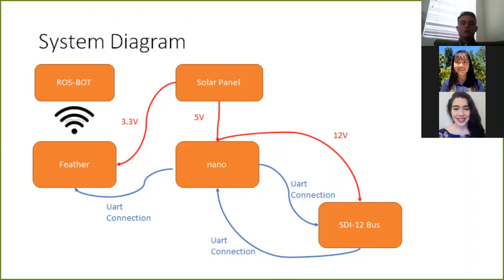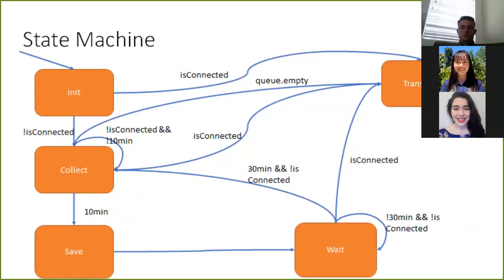This is all powered through a solar panel. We originally do 12 volts for the SDI12 bus, which is required by the sensor. Then we do 5 volts and 3.3 volts for the two microcontrollers. We have our state machine here. This is exactly how the processes of the microcontroller are going to happen. We start off at our initialization stage, and we want to check first if the robot is connected or not. Because if it is connected, we don't want the robot to wait, since that means it's a non-optimal system. We want to immediately start transmitting information.